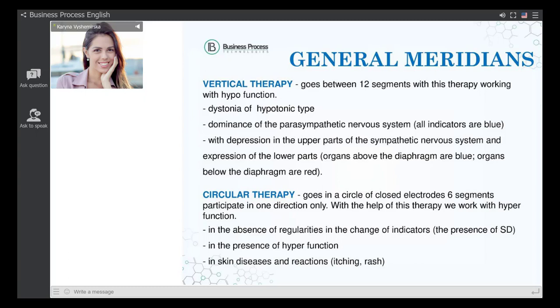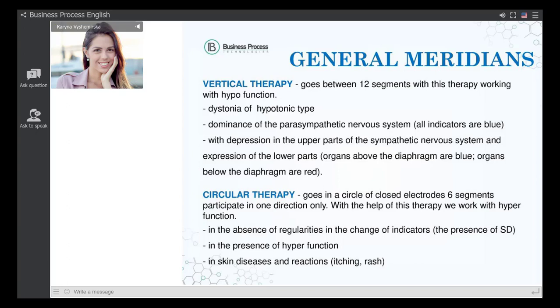Also, in the absence of regularities in the change of indicators, the presence of side difference. Who doesn't know what side difference is, please watch my first webinar and you will have an idea. In the presence of hyperfunction, and in skin diseases and reactions like itching and rash.